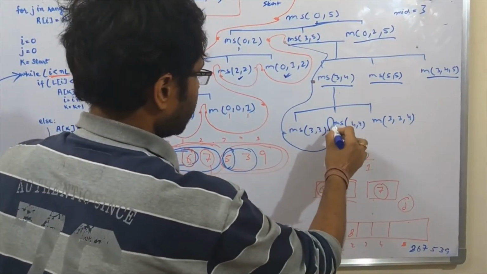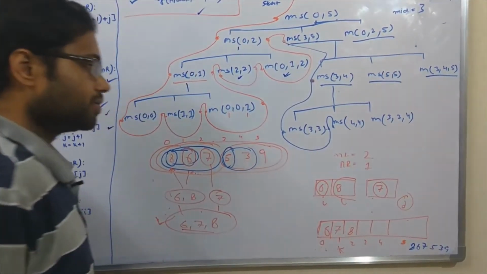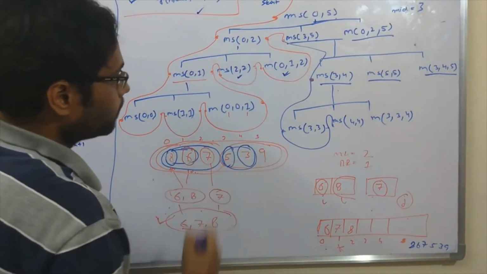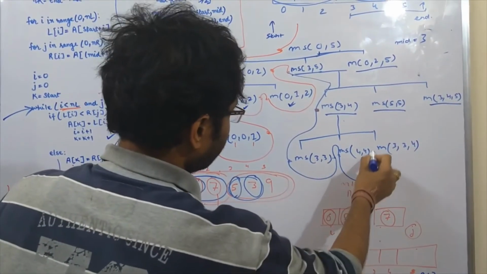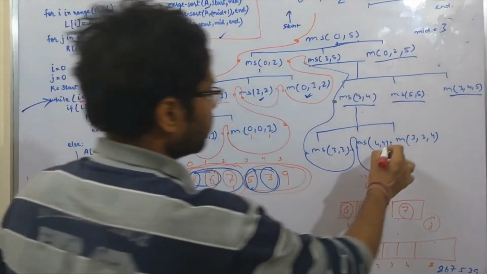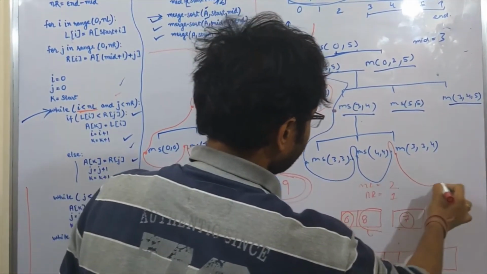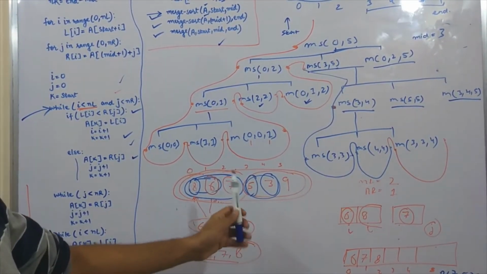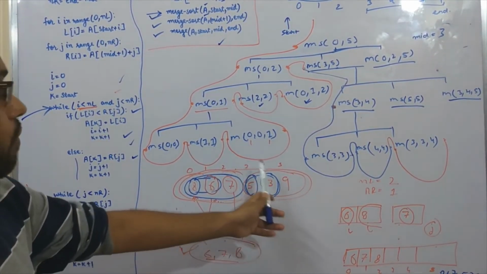So again we go to the merge sort procedure of 4, 4. This is 4 comma 4, and it is already sorted. And next, we have called the merge procedure from 3 comma 3 comma 4. So now the merge procedure is called from 3 to 4.